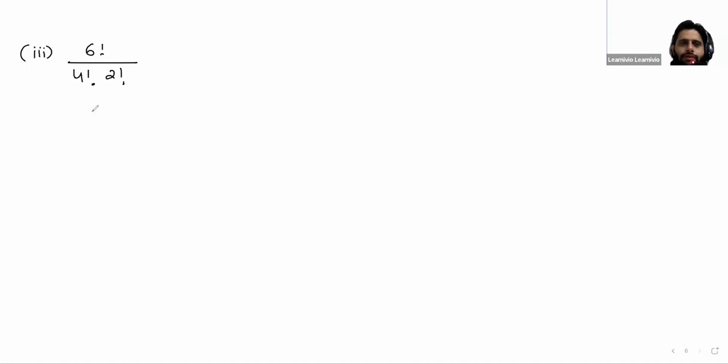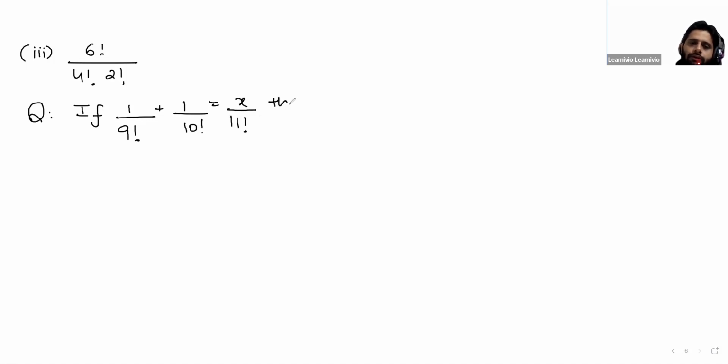Very good. Rishan, this is clear. And please try this: if 1 by 9 factorial plus 1 by 10 factorial is equal to x by 11 factorial, then find x. Okay, please try this question, and please let me know if you have any doubt in this.